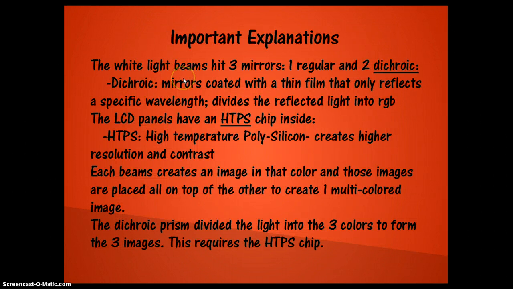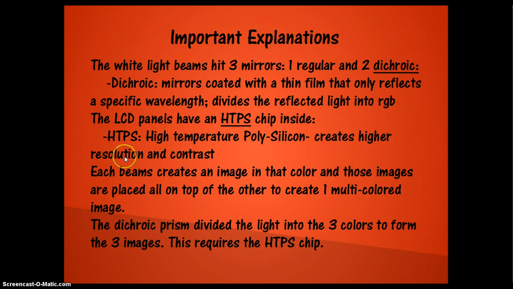And so, some explanations for everything, so you guys don't get too confused: the white light beams hit three mirrors, which I explained before, one regular and two dichroic. The dichroic is coated with a thin film that reflects only specific wavelengths, so it's safe to say that each one has a different wavelength, and that's why you get certain colors. And it divides the reflected light into RGB, which is red, green, and blue light.